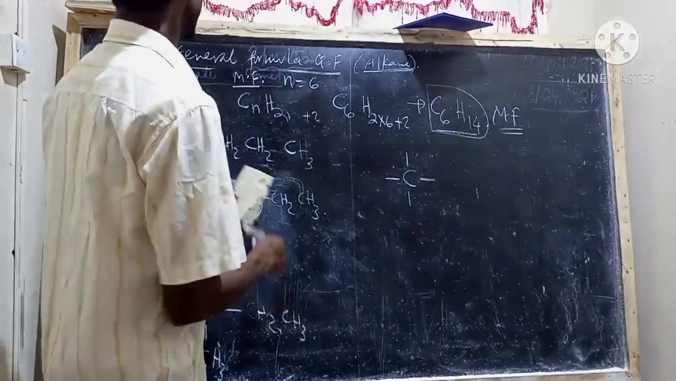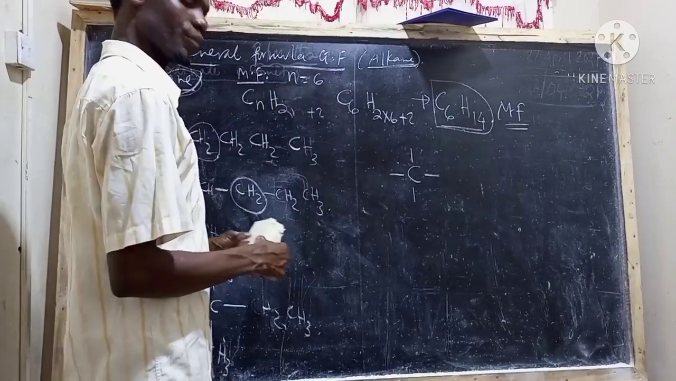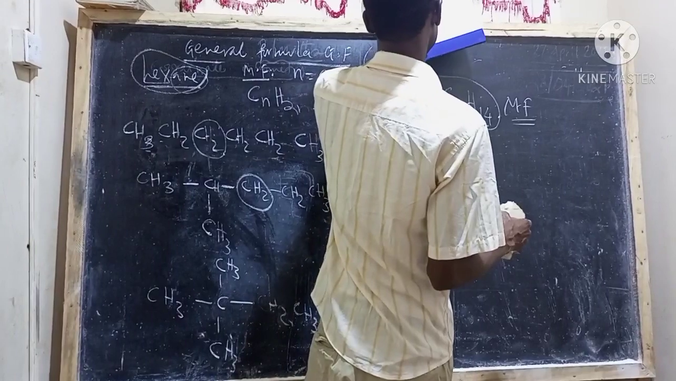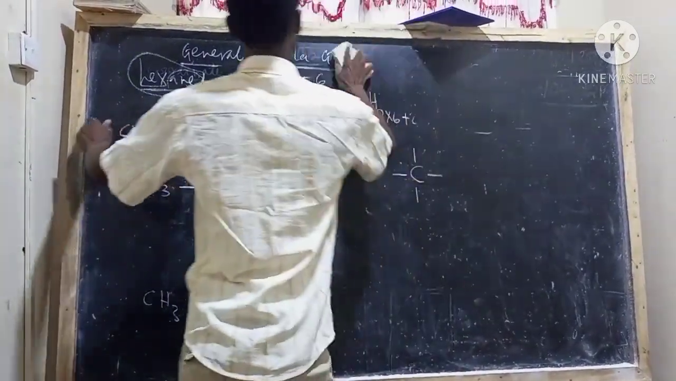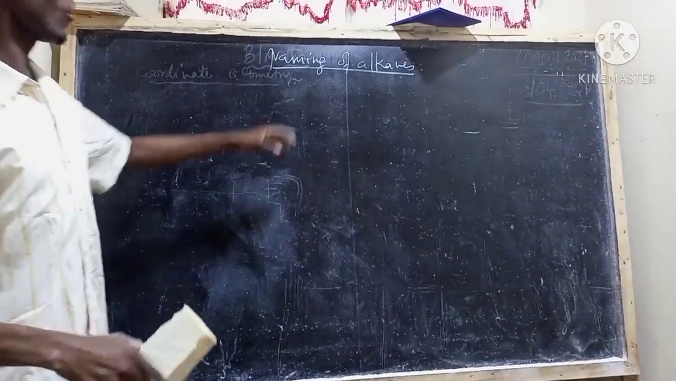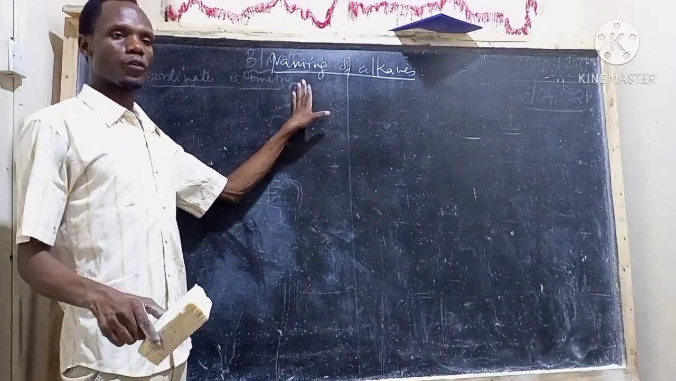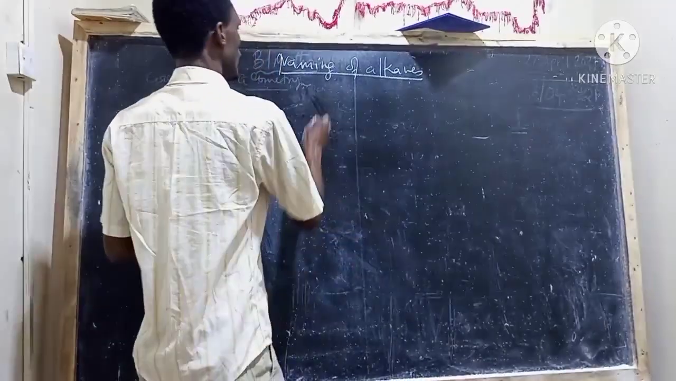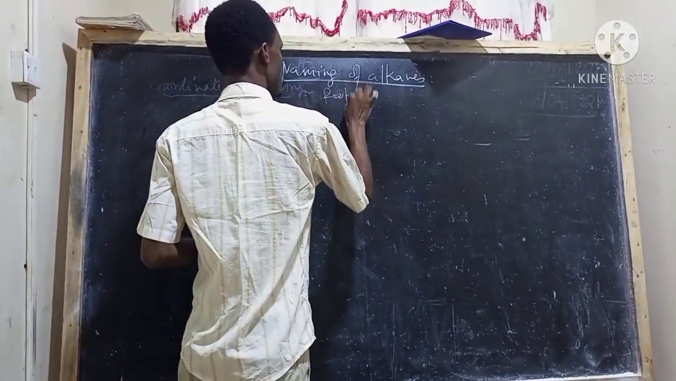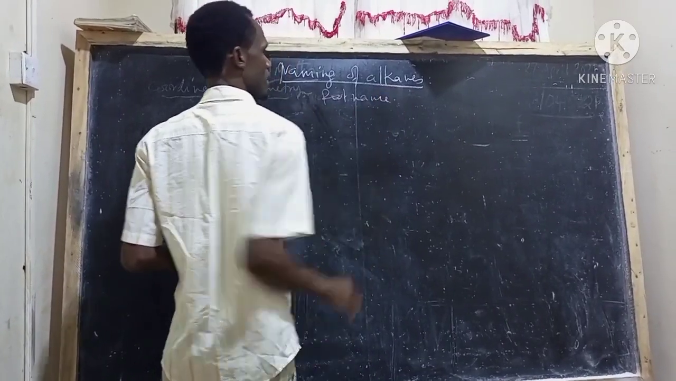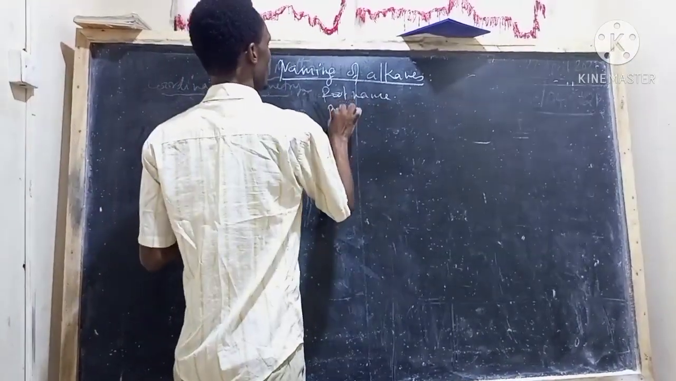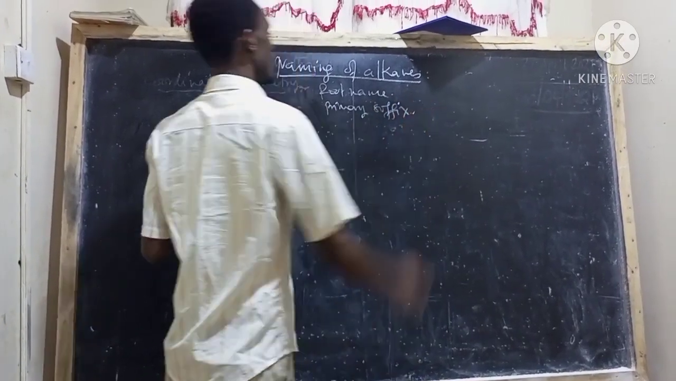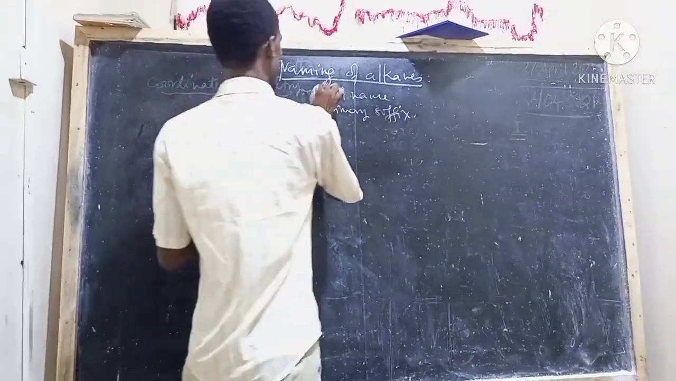Now that is all about a general formula for the alkane. Now let us see naming of alkane. Naming of alkane. Alkane, first of all, we have named from the hydrocarbon concepts: we have the root name, and the second, we have the primary suffix. Primary suffix, this is the word added to it.